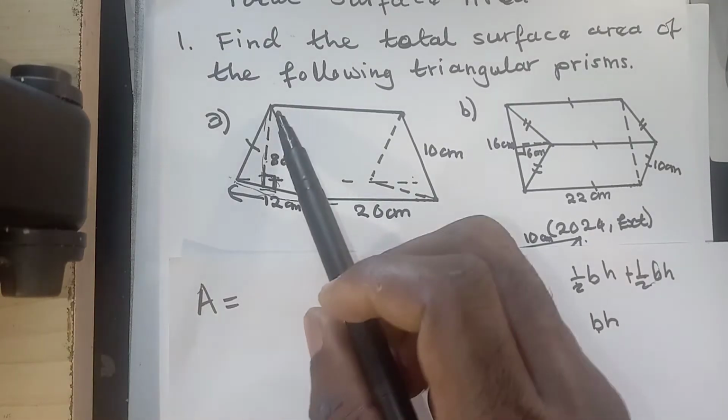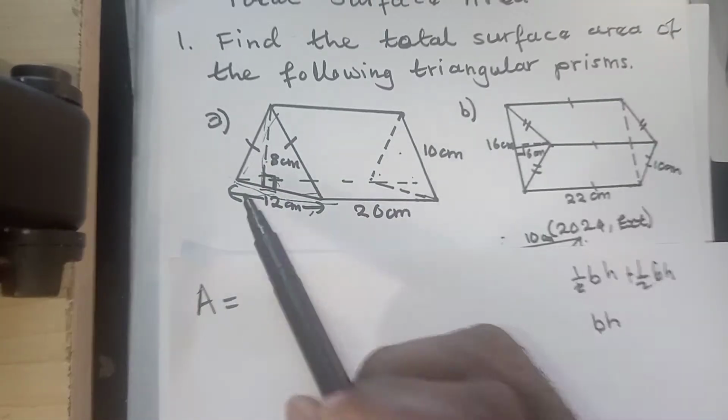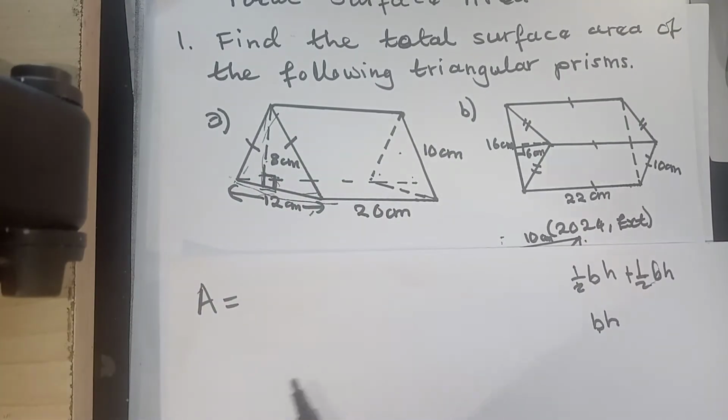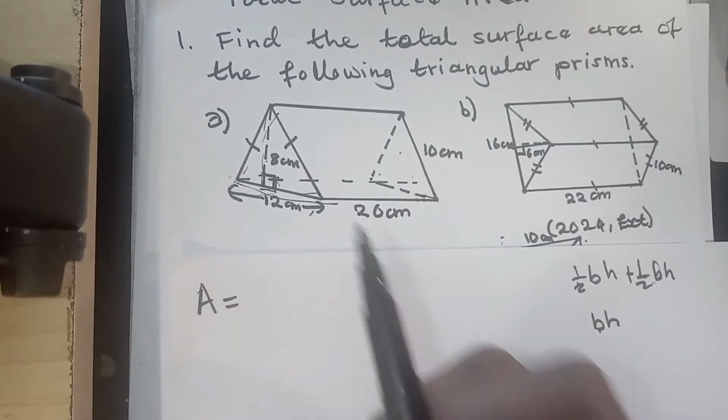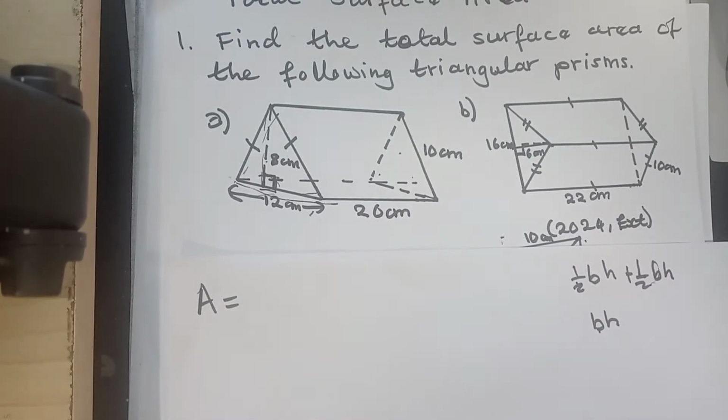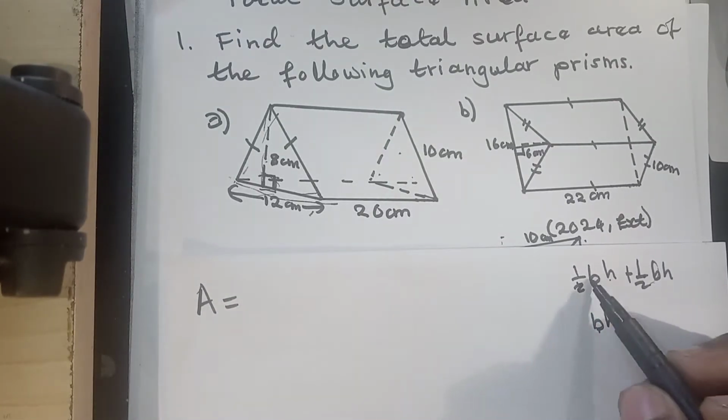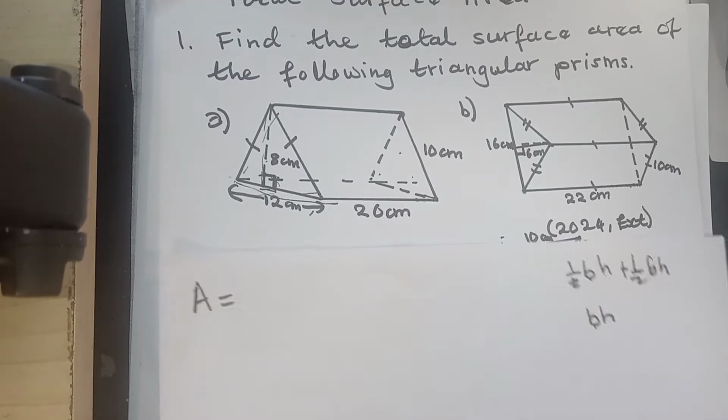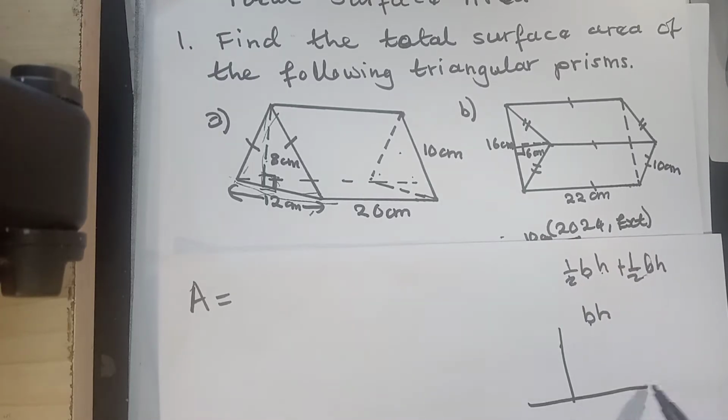So to find the total surface area of the two triangular faces, all you need to do is multiply the two perpendicular sides. Now, how do I know which two sides are perpendicular? Well, this is easy. Two sides are perpendicular when they meet at a right angle. In case you are doubting, you can always look for this small square. The small square will always tell you which two sides are perpendicular.